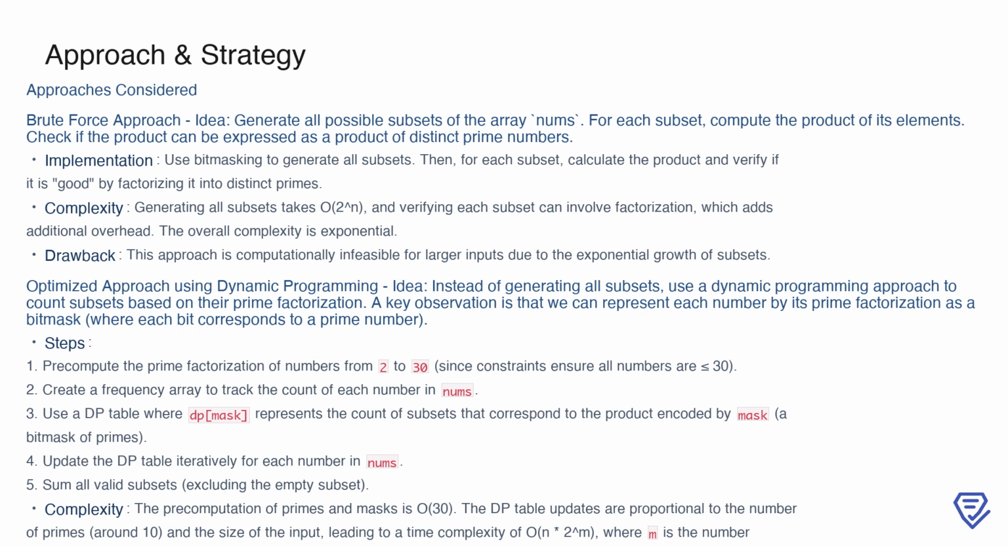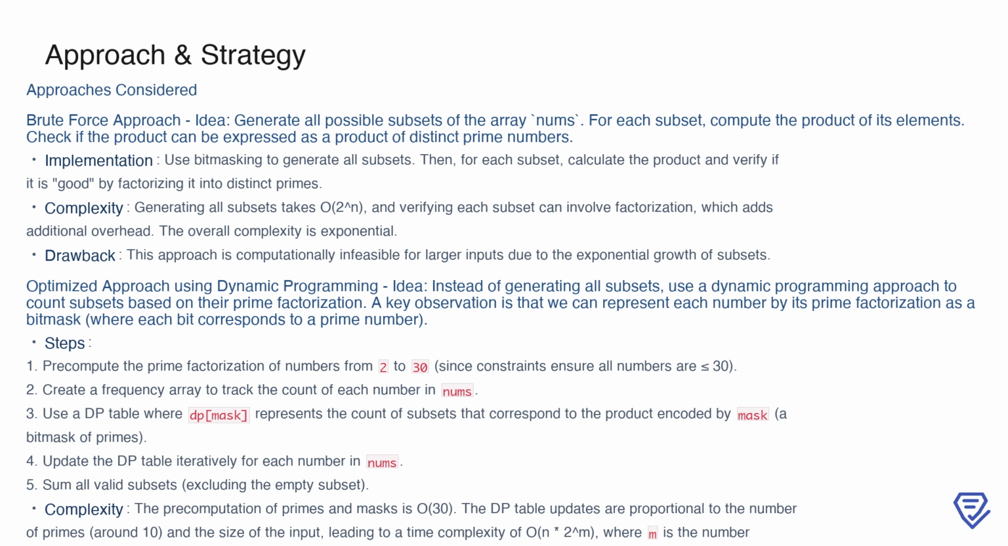The idea here is to generate all possible subsets of the given array nums, and for each subset, compute the product of its elements. Then, we verify if the product can be expressed as a combination of distinct prime numbers. This can be implemented using bit masking to generate subsets, followed by factorizing the product of each subset.